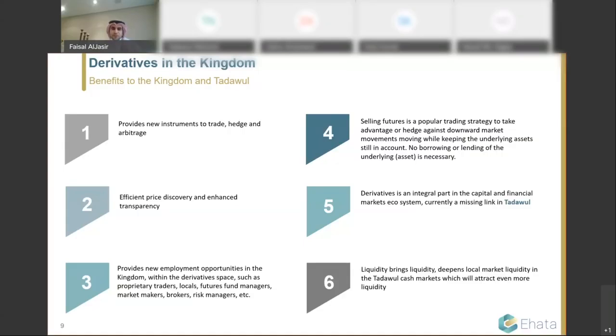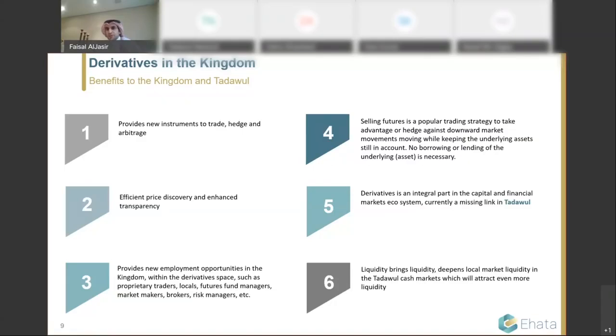It provides new employment opportunities in the kingdom within the derivative space: futures fund managers, market makers, brokers, risk managers, and that is true, actually. And it does have its own requirements and needs. So basically it does have that effect on employment opportunities.